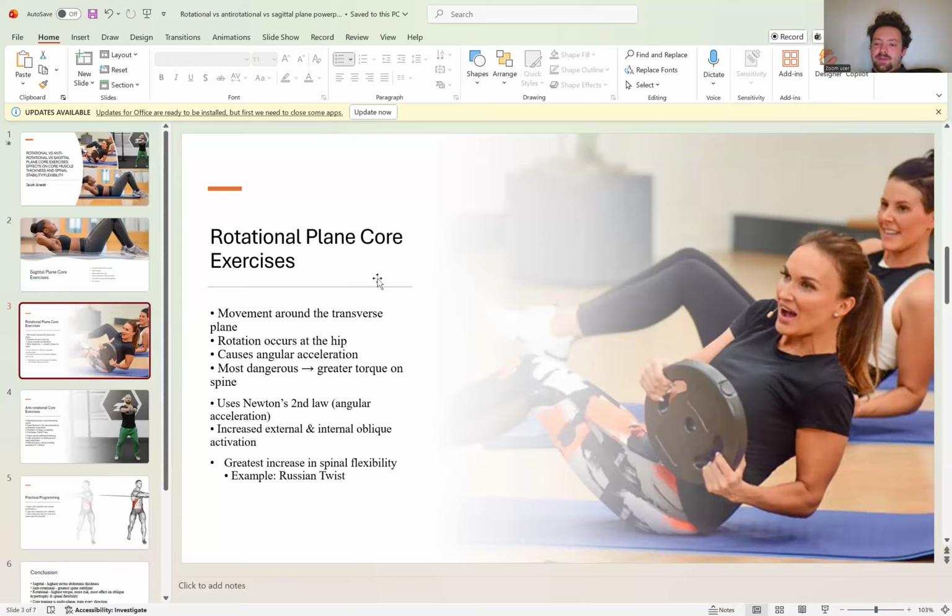An article on this that I found very interesting was the Nakai article. They had a specialized piece of equipment where you would sit down and try to twist and it would actually not let you. It was an isometric rotational machine. It actually showed that there was less oblique activation compared to the rotational exercise, like the Russian twist.